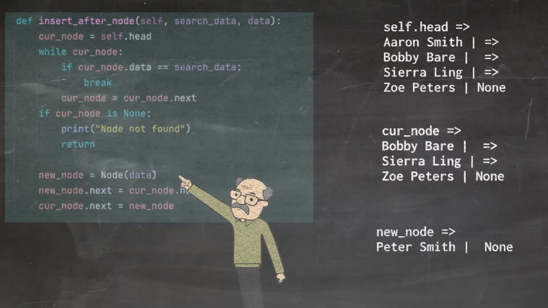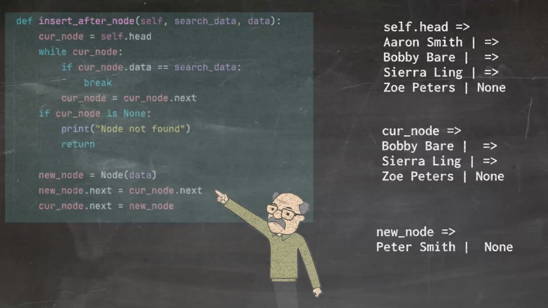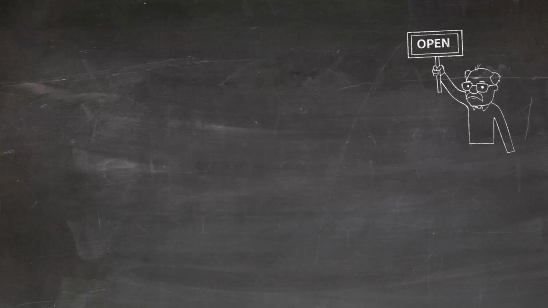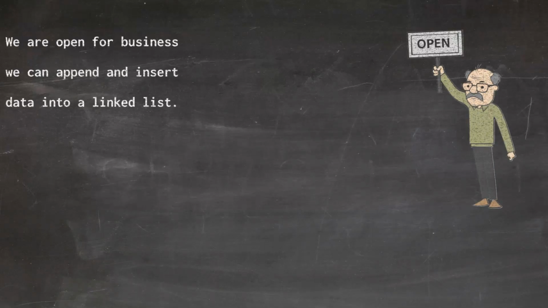We create a new node with Peter Smith as its value. We then make its next value equal to the current node's next value. And then finally, we take the current node next and we point it at the node that we just added to the list. When we do this, we have completed our list and we have duplicated in code what we did earlier with diagrams.